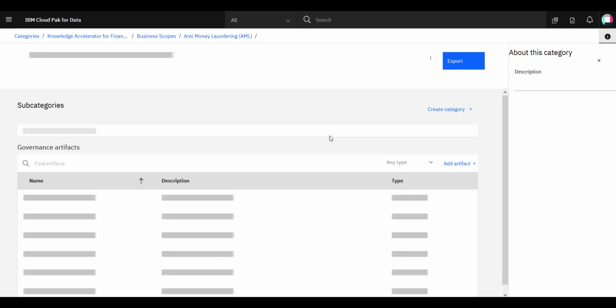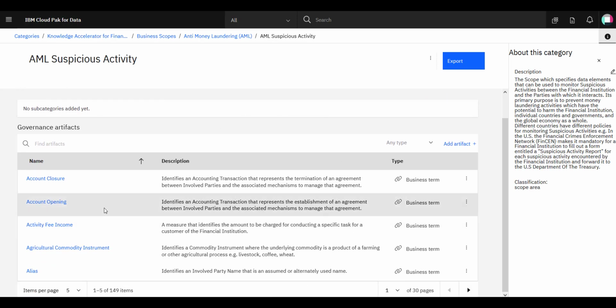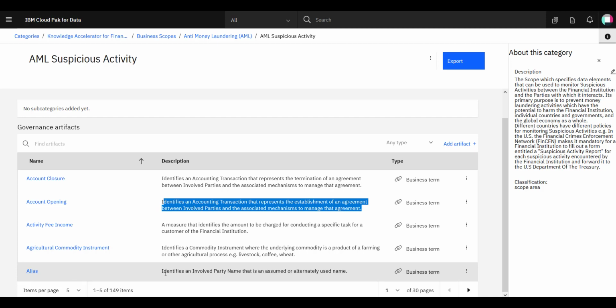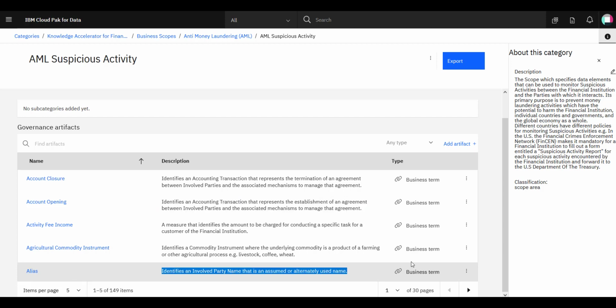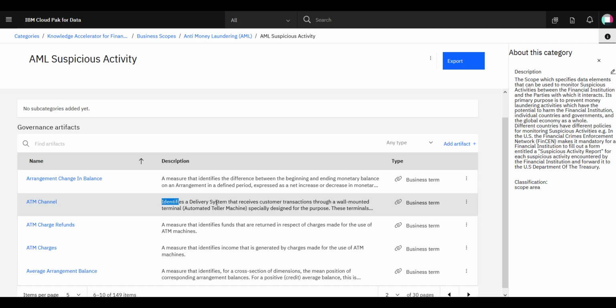For example, AML suspicious activity contains terms such as account opening, which is an accounting transaction that represents the establishment of an agreement between involved parties and the associated mechanisms to manage that agreement. Alias, which is an involved party name that is an assumed or alternatively used name. An ATM channel, which is the delivery system that receives customer transactions through a wall-mounted terminal.